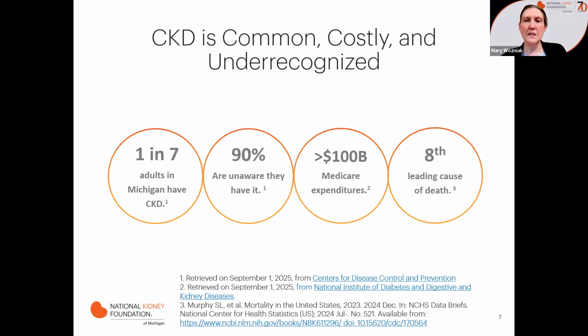So according to the CDC, there's over 37 million Americans living with chronic kidney disease, which translates to about 1 in 7 adults in the state of Michigan. But unfortunately, the vast majority are unaware that they have CKD. And that's really because of the silent progression, especially at the earlier stages. And CKD accounts for over $100 billion in Medicare expenses. And later stages of CKD, especially when you're on dialysis or need a kidney transplant, are the most expensive.